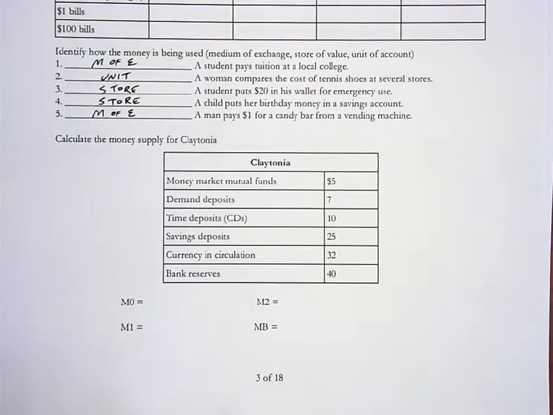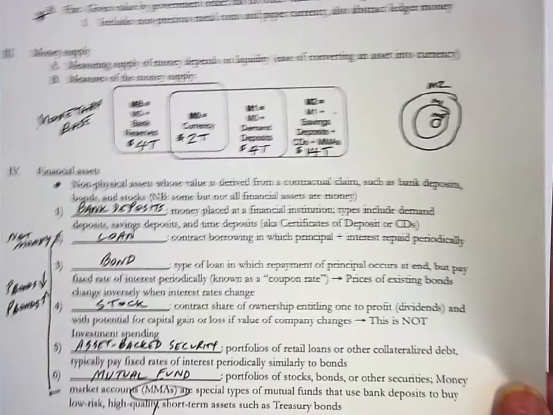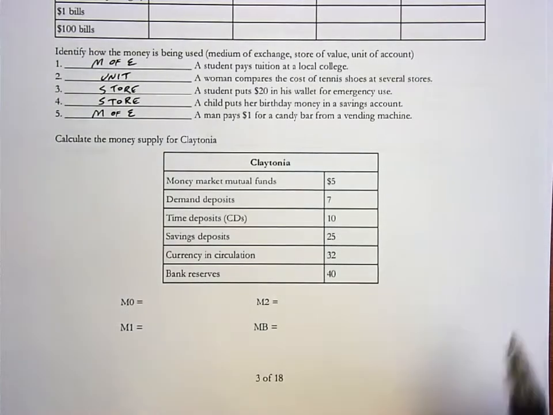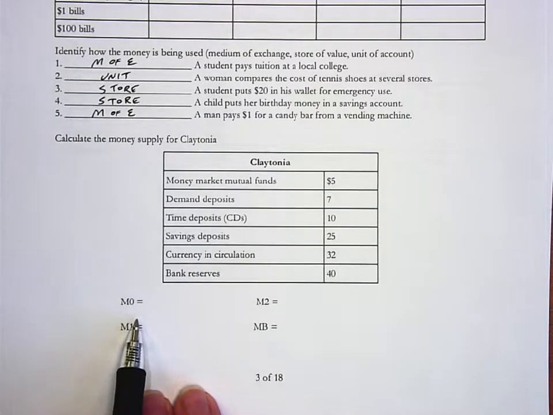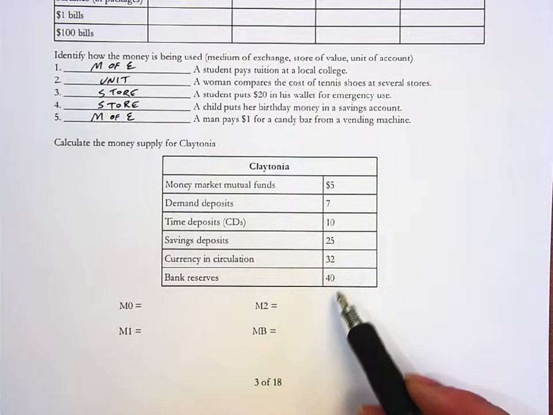Now, for the last part here, practice problem, calculate the money supply for Claytonia. And it says M0, M1, M2, and monetary base. And so for this one, you have to remember some of the ideas that we talked about in the previous notes where we had the money supply. We talked about the different things there of what those would be. So just going back, M0 is currency. That's just currency. So we look at our list and we say, what is currency? 32.